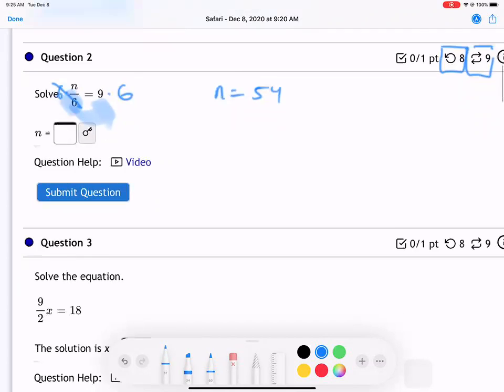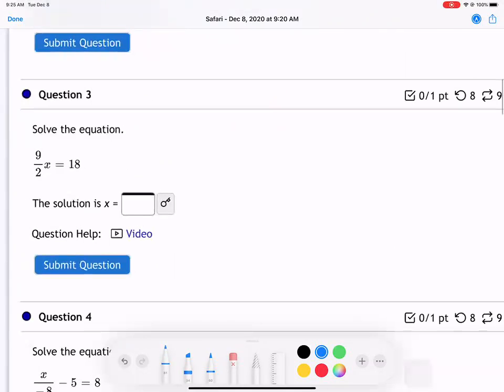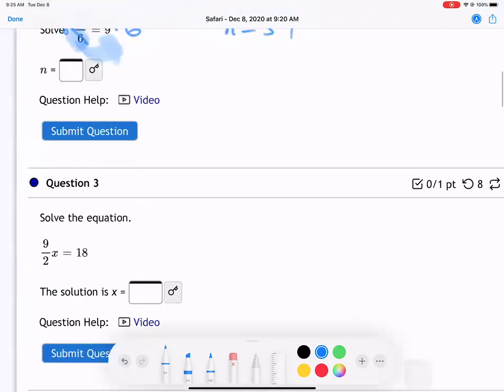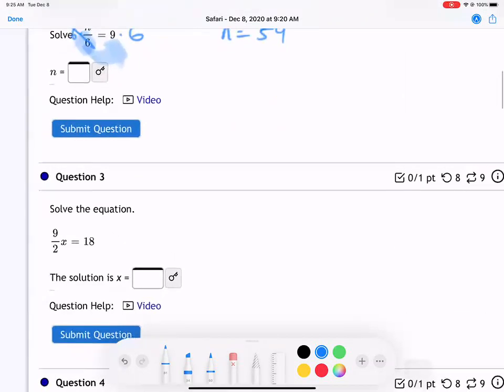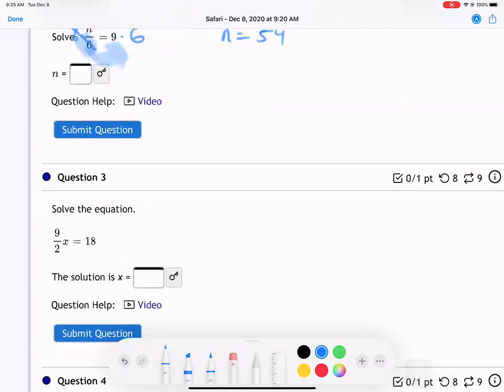All right, let's take a look at our next problem. Solve the equation. So instead of having one fraction, just a 6, I have a 9 and a 2. We have a special way of solving this: we're going to get rid of 2 moves at once. We're going to get rid of a divide, and we're going to get rid of a multiply. We say we multiply by the reciprocal. And the reciprocal of 9 over 2 is 2 over 9.